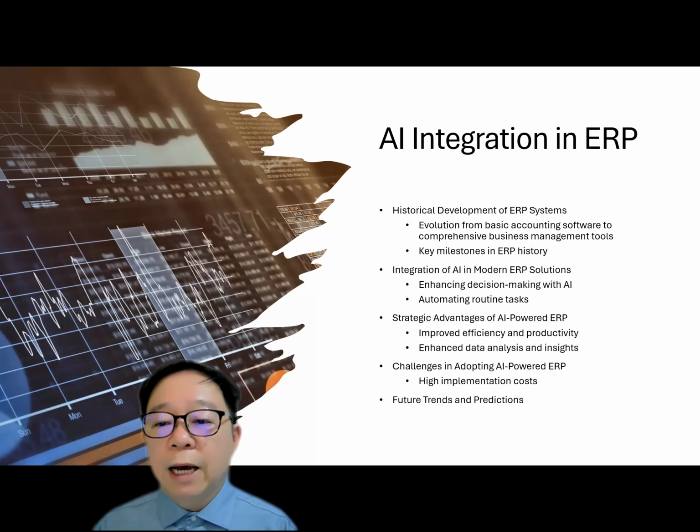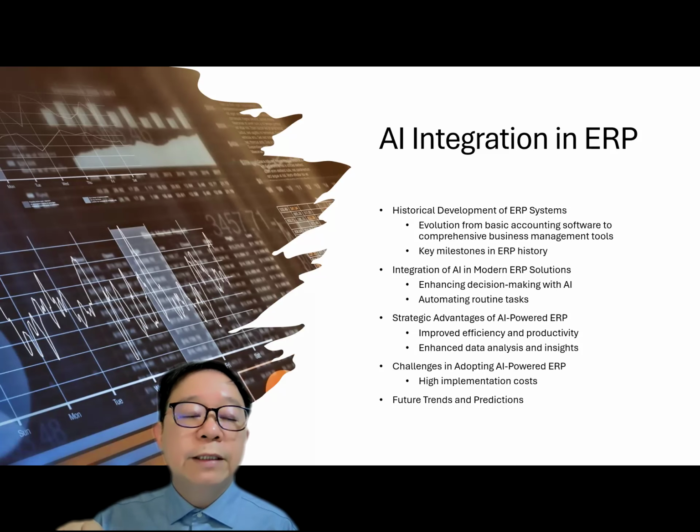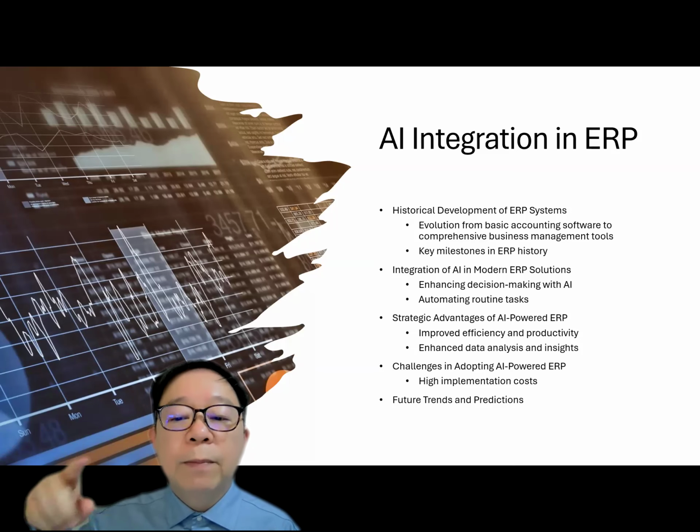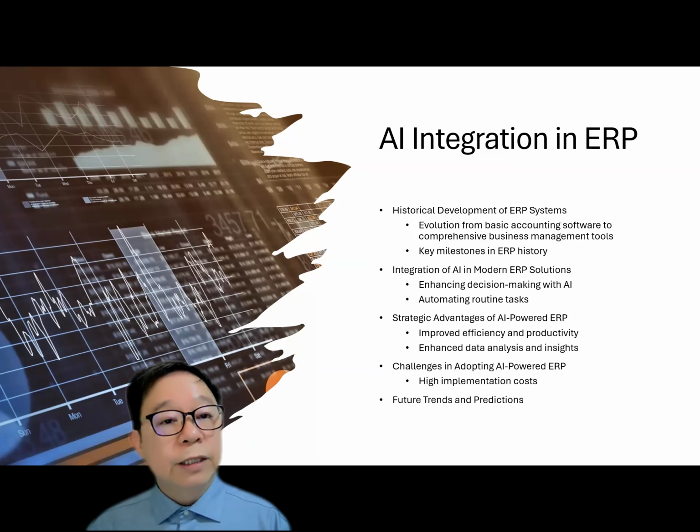So now with AI, the ERP system can enhance decision making. It can help you automate certain routines. Instead of you going to the ERP system to do certain repeating tasks, now ERP with AI can do it automatically, right? So this is very, very powerful.